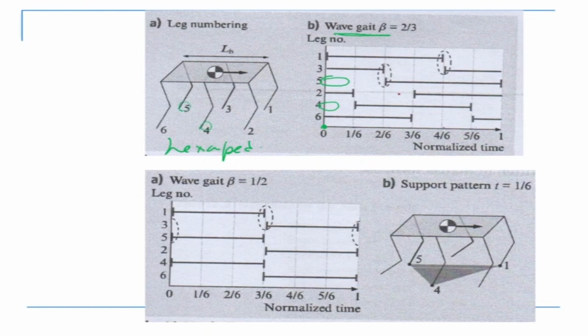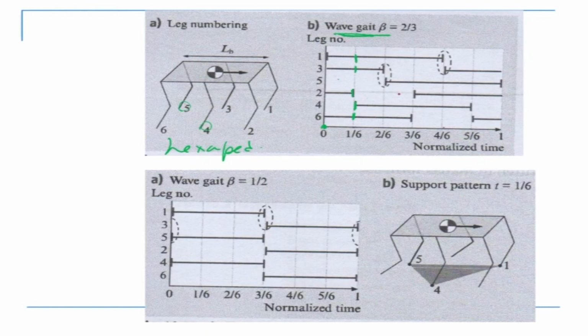Then what is happening is at this instant, this leg 5 is in air till now, and these 2 are on the ground. Then this one is in air, and these are on the ground. So this is a kind of gait which is also called wave gait with beta equal to 2 by 3. Wherever this line is there, that means at that instant it is on the ground.